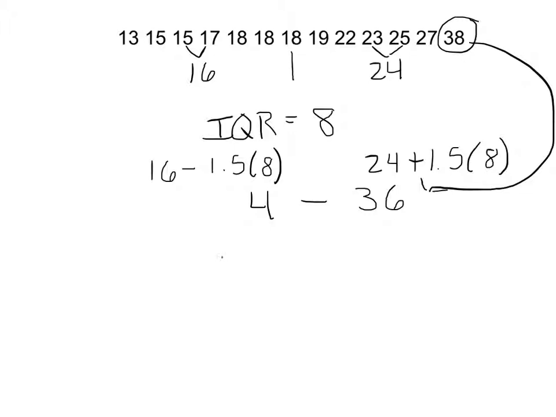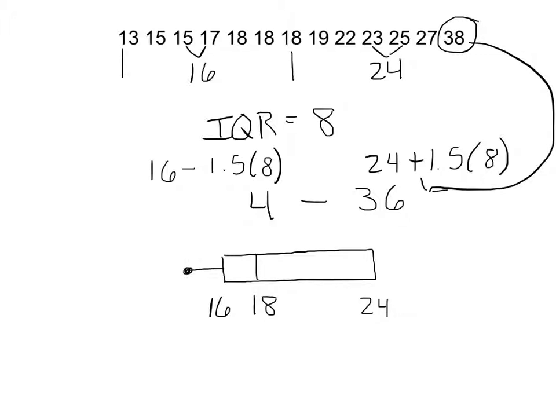So now I'm going to make my box and whisker plot, but I'm going to make a box plot that is modified. I'm still going to use the 16. I'm still going to use the 24. I'm still going to use the 18. The box is never going to change. 13 is okay. There's nothing wrong with 13, so I'm not going to change this whisker at all.